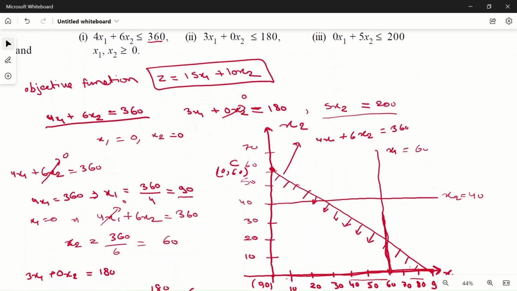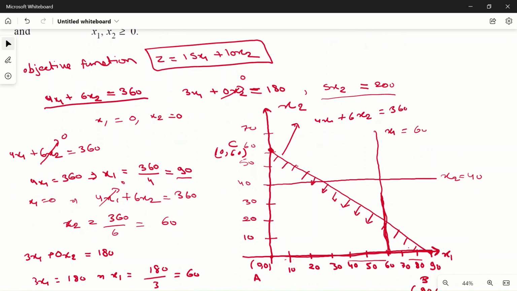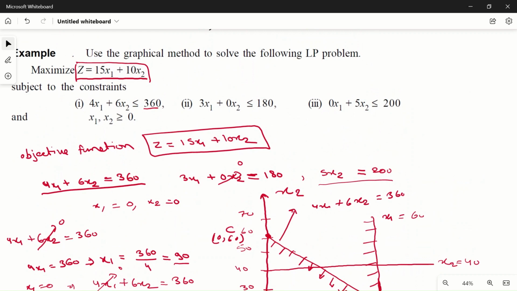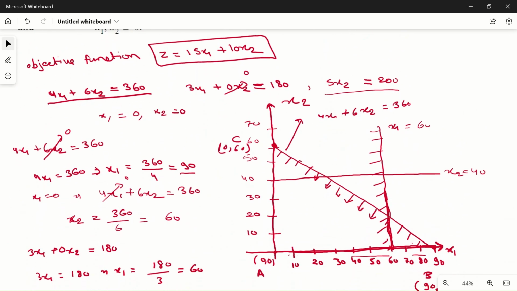Our second is 3x1 is less than or equal to 180. So x1 is less than or equal to 60. So it will be also on this side. Okay. And our third inequality is 5x2 is less than or equal to 200. So x2 is less than or equal to 40. So it will be also in this downward direction, because only values lower than 40 will satisfy this inequality.